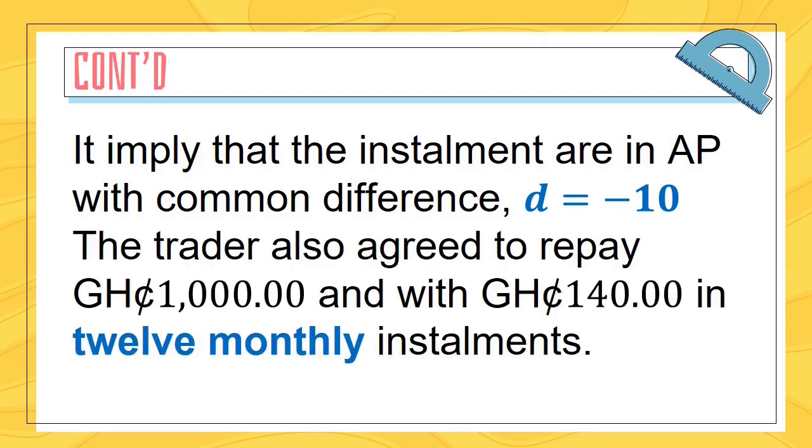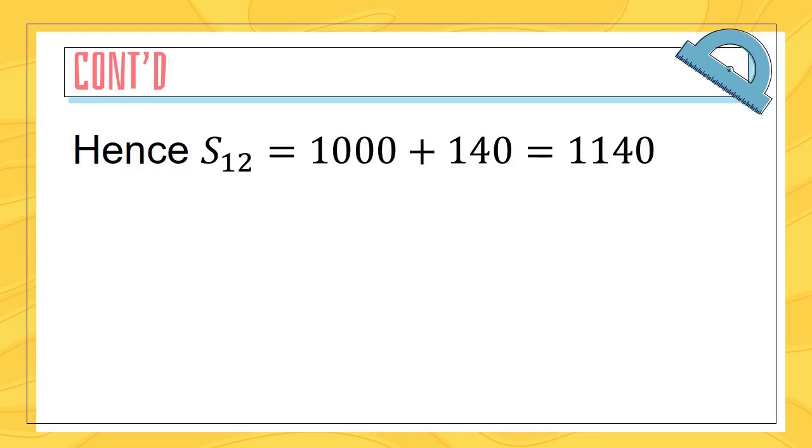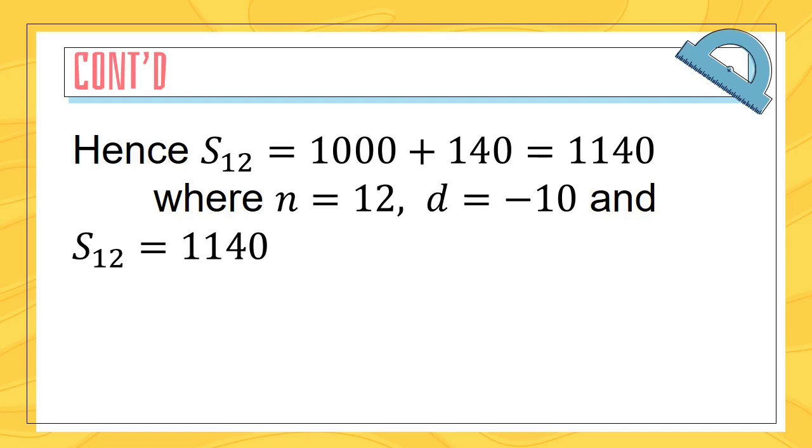Now the trader also agreed to repay 1,000 Ghana cedis in addition to 140 Ghana cedis in 12 monthly installments. And so this means that after the 12 months period, he will be paying 1,000 Ghana cedis in addition to 140 Ghana cedis, which will amount to 1,140 cedis. So after 12 months, he would have paid 1,140 Ghana cedis. And so in this question, the number of terms we are dealing with is 12. That is the 12 monthly installments. D represents the common difference, which is negative 10.